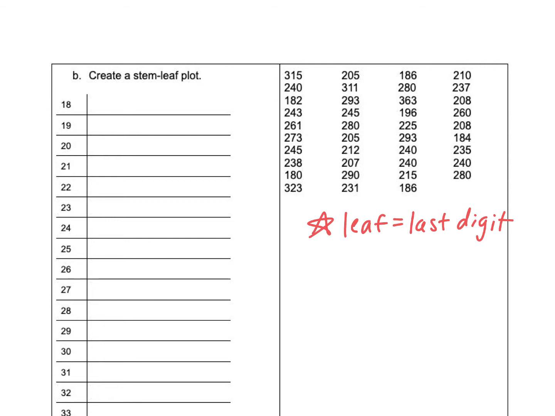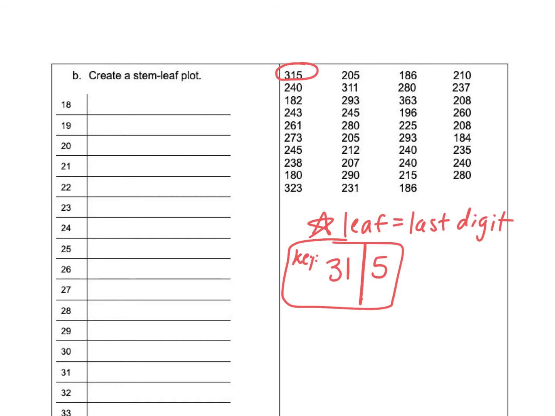So what I mean by that, okay? For instance, 315, my stem is 31. I'm going to put a line here. My leaf would be 5, okay? I'm also going to put a little star right here, or else I could even write the word key. You must have a key when you do a stem and leaf plot. Just showing what you mean, okay?